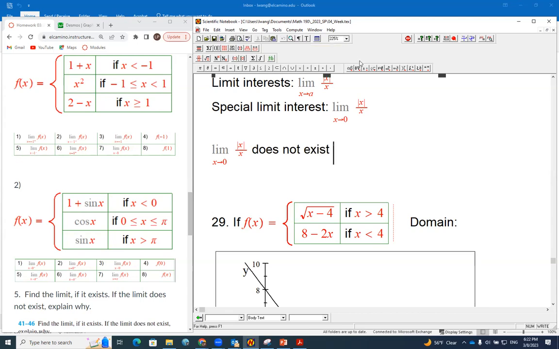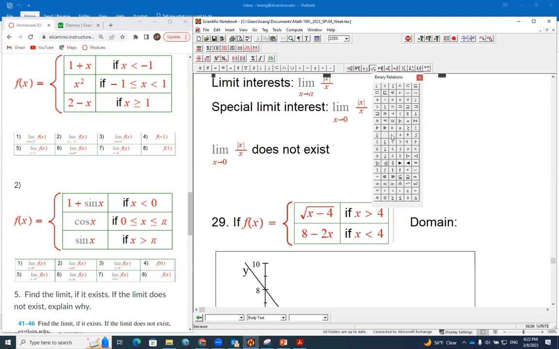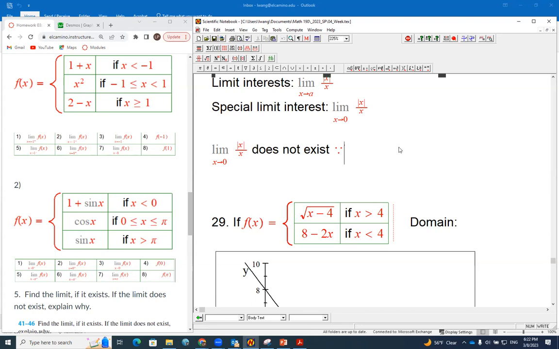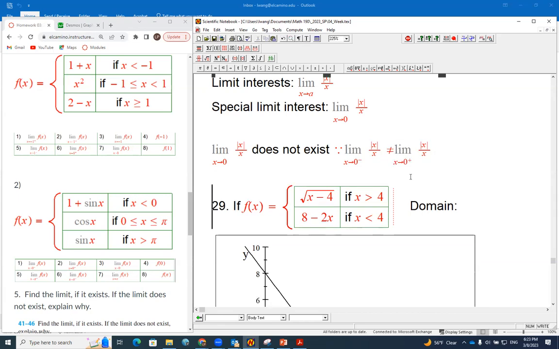It does not exist because this limit, from smaller than 0, and from larger than 0, they both exist, but they're not the same. They're not the same, because this piece equals -1 and this piece equals +1. Okay, so that was pretty straightforward.